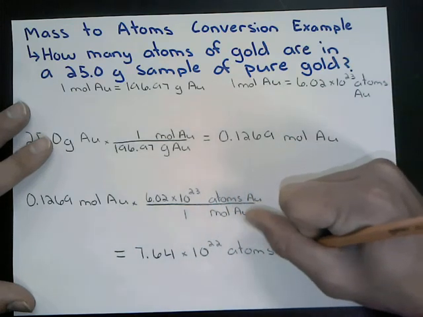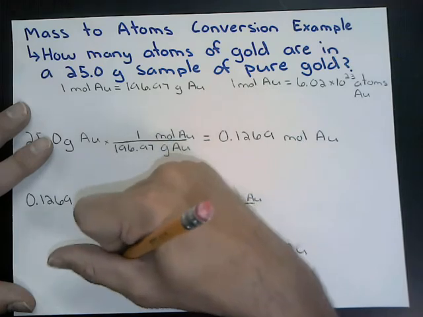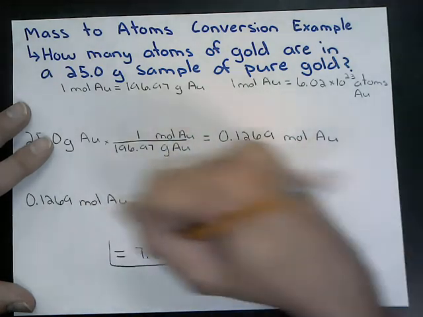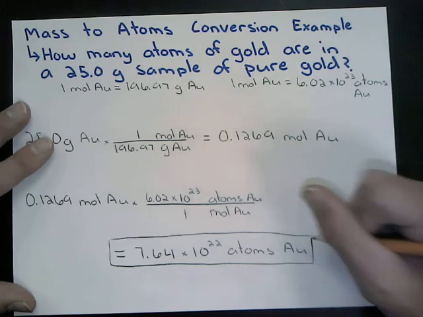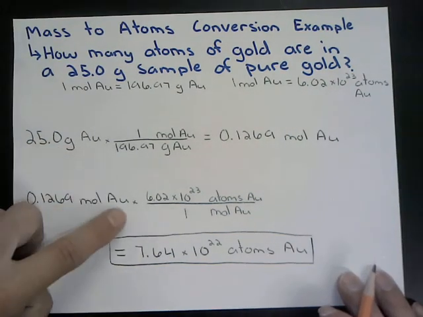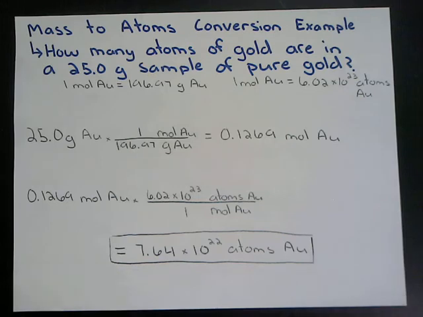Now, we have to go through two conversions. So there's no shortcut. There's no way around doing two conversions. We have to go through both of these things to be able to go from grams, the mass of the substance, to atoms.